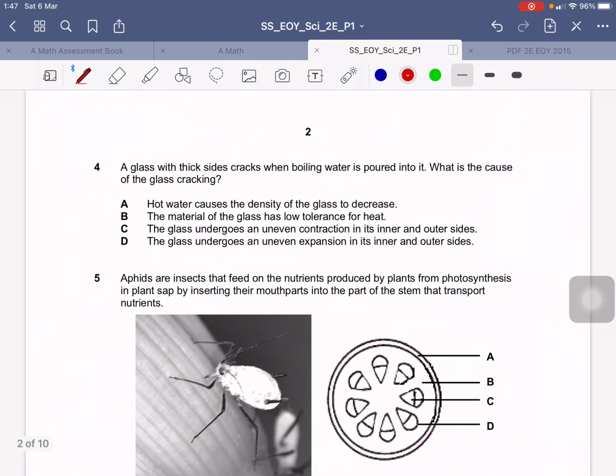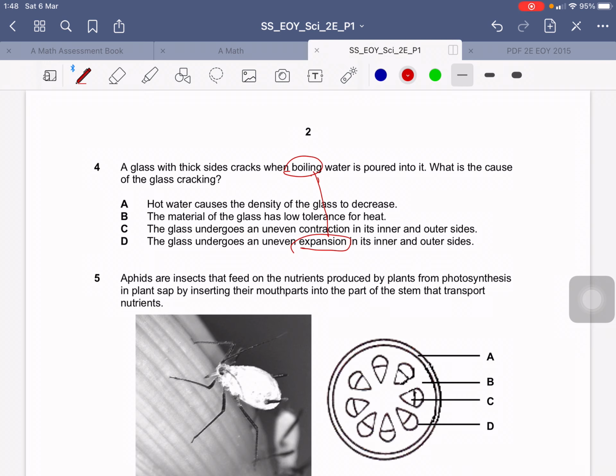Okay, question number 4. Now a glass with thick sides cracks when boiling water is poured into it. What's the main cause of the glass cracking? Now again, this is talking about heat, some object being heated up, because boiling water will transfer heat to the glass, and I will expect glass to be expanding. So actually it's very straightforward. You can see for option D, the glass undergoes an uneven expansion in its inner and outer sides. So this creates uneven pressure on the material glass, and that will cause the crack.